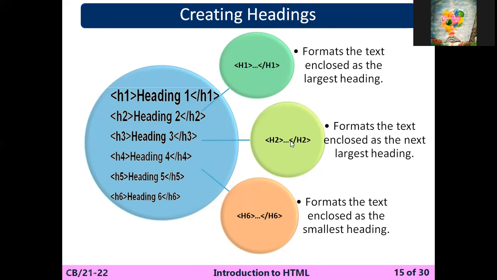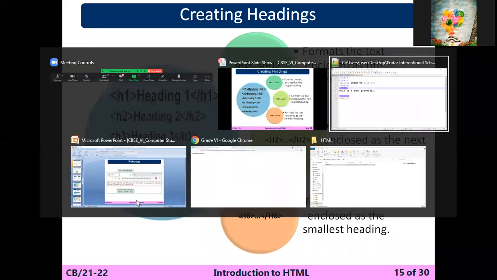As the heading number goes down, the font size of your headings will keep getting smaller. You can see the demo here. H1 is the largest and H6 is the smallest. Let's see the demo for it.